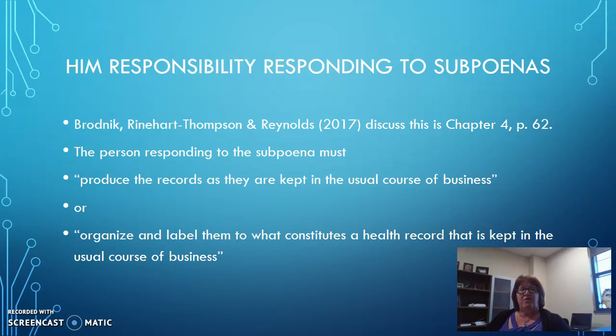From chapter 4 in our textbook, it talks about the person responding to a subpoena must produce the record as it's kept in the usual course of business, or organize and label it to what constitutes the health record that is kept in the usual course of business. And I would make sure that I announced this in a staff meeting and had it posted somewhere so everybody would know this.